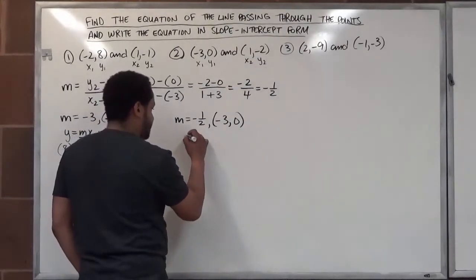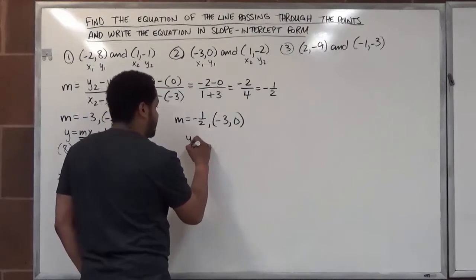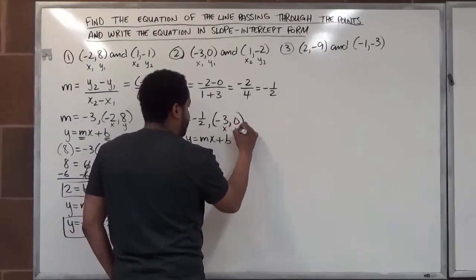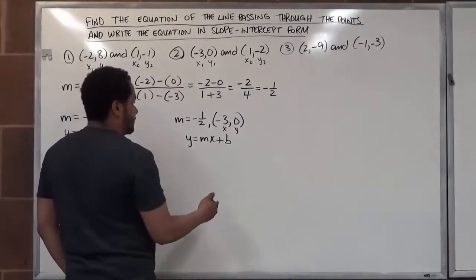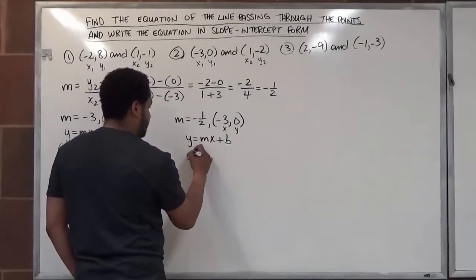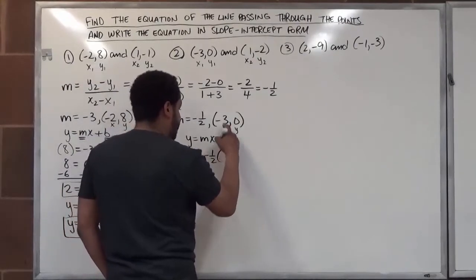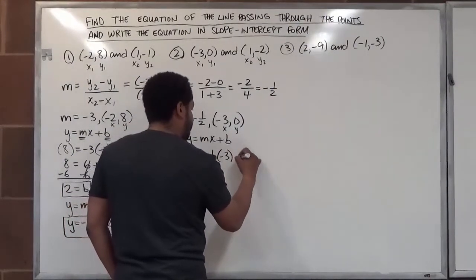Let's write the slope-intercept formula. We have y equals mx plus b. And again, here's our x, here's our y. We're going to swap them in. The y is 0. Good number to use. Equals negative 1/2 times the x of negative 3 plus b.